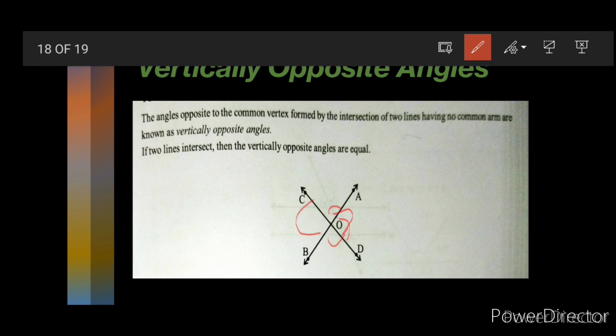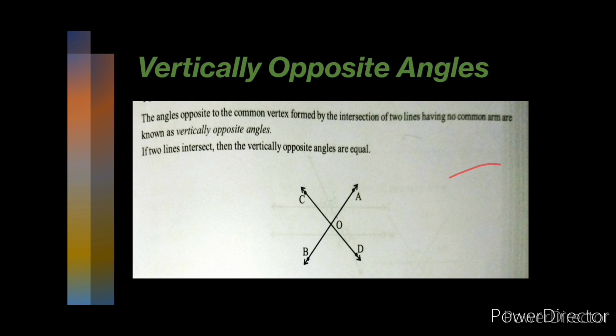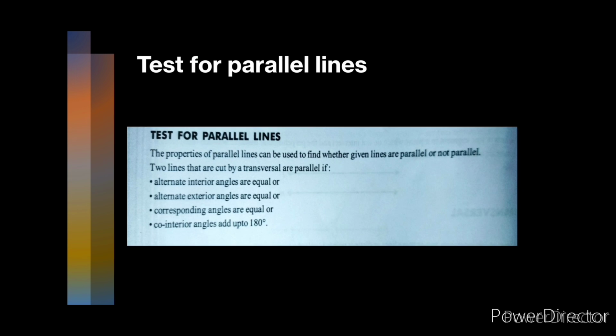Now, let's move to our next topic, that is how we test whether two given lines are parallel or non-parallel. We have studied some properties like corresponding angles, alternate interior angles, alternate exterior angles, and co-interior angles or consecutive interior angles. So through all these properties we can learn whether the lines are parallel or non-parallel.